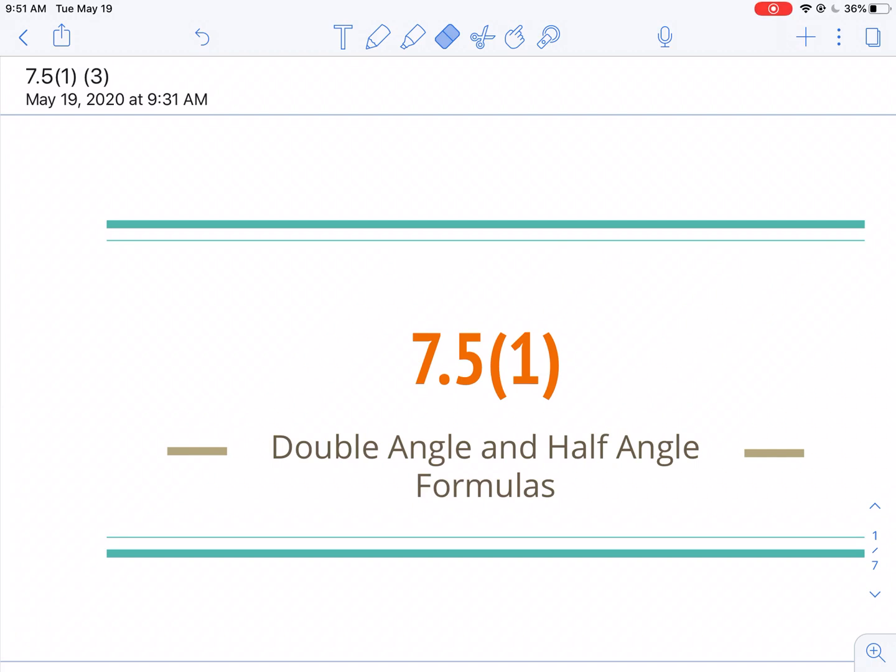These are the 7.5 part 1 video notes, and we're talking about double angle and half angle formulas here. So this is going to be very similar to the sum and difference formulas, where we take angles which we know some facts about, or we know what the angle's basis is, and then we break it up and plug them into some formulas.